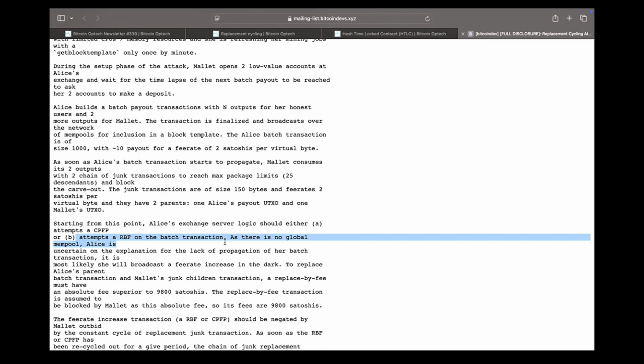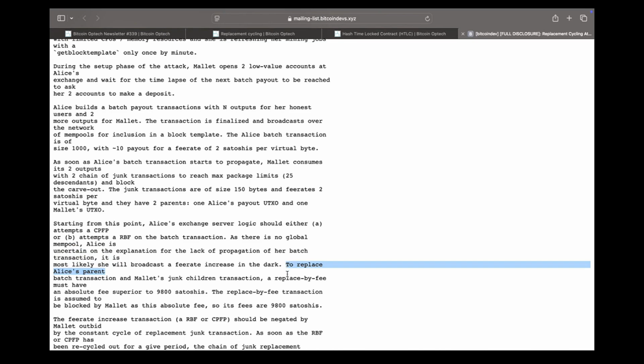So that is the first option. As there is no global mempool, Alice is uncertain of the explanation for the lack of propagation of a batch transaction. It is most likely she will broadcast a fee rate increase in the dark, right? Now, Alice is not aware that Mallory has attached children, right? Alice is only aware that her batch transaction, which was broadcasted some time ago, has not yet been mined. But Alice is not aware that Mallory has attached child transactions and has used up that entire limit of 25 descendants in the mempool, and that is the reason due to which Alice's batch payment is not getting mined, right? So Alice, being clueless, will do what? Alice will bump the fee of her batch payout.